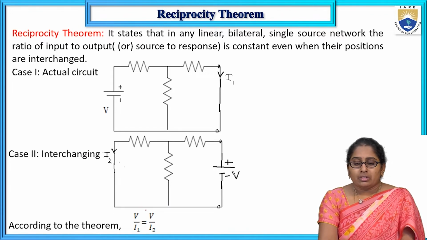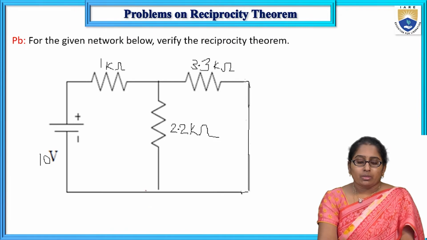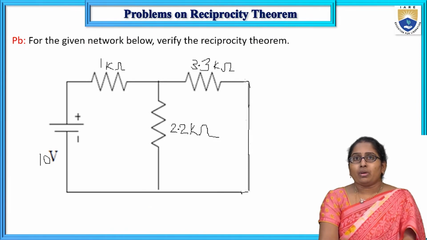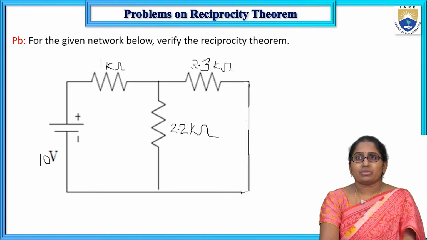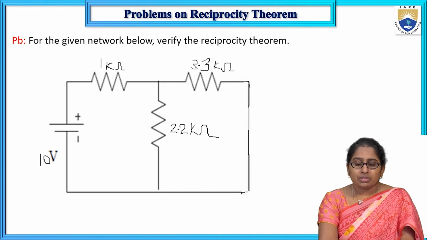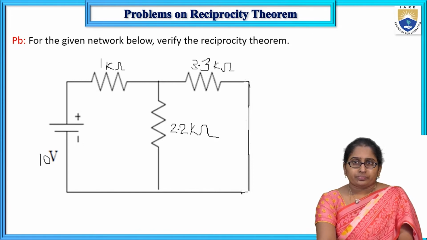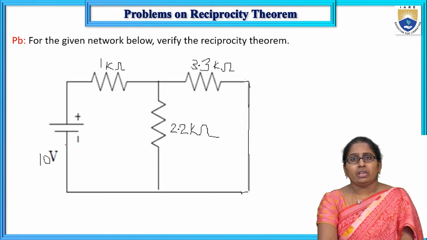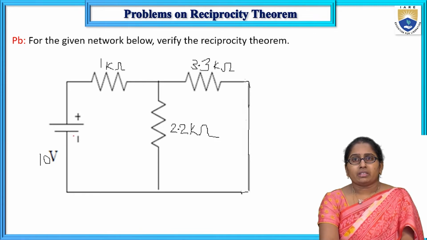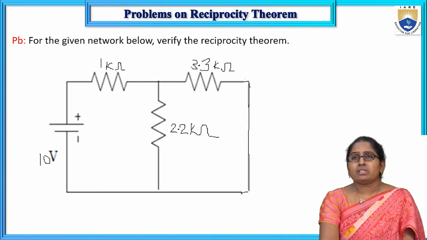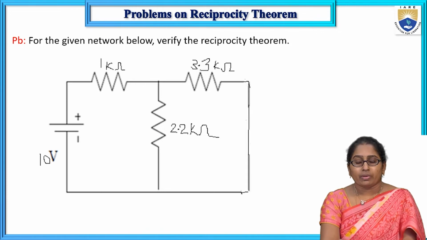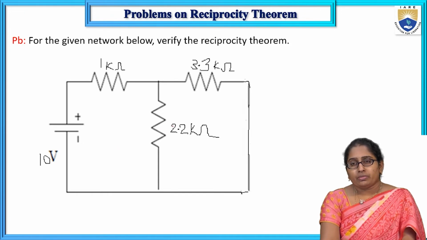Now let us understand this theorem by solving a problem. For the given network below, verify the reciprocity theorem. Here the input is V, 10 volts, and the resistances are 1K, 3.3K and 2.2K. So we verify the reciprocity theorem for this circuit.